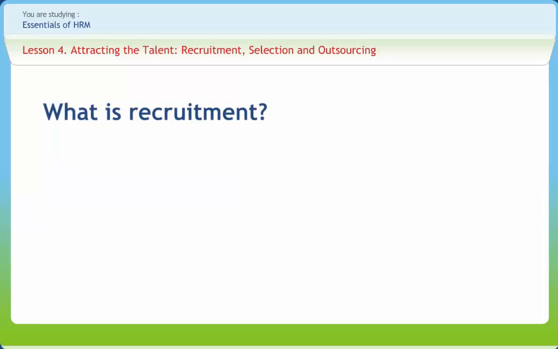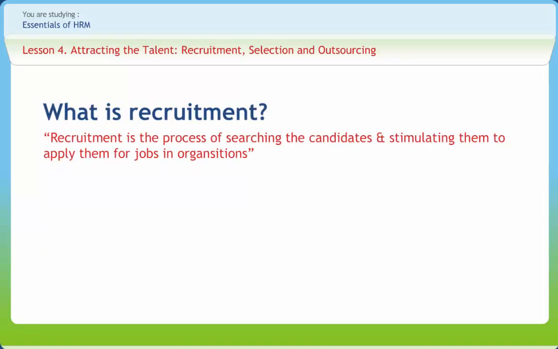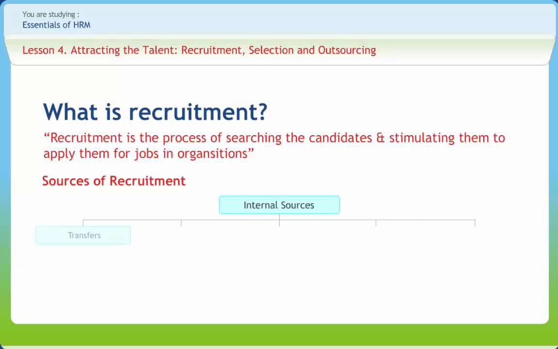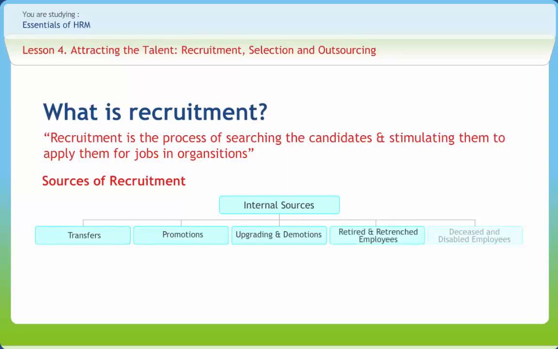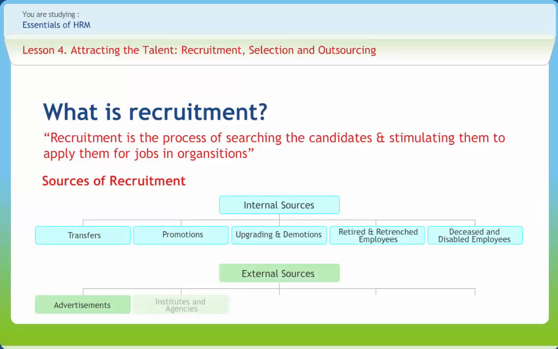What is recruitment? It is the process of searching for candidates for employment and stimulating them to apply for jobs in the organization. There are many sources through which recruitment can be done. They are broadly divided into internal and external sources. Internal sources include internal transfer from one department to another, promotions from one position to another, upgrading and demoting employees based on their performances, re-employing retired or retrenched employees, and recruiting dependents or relatives of deceased or disabled employees.